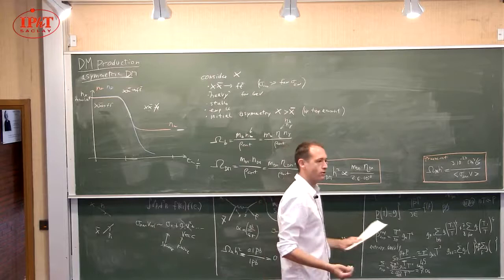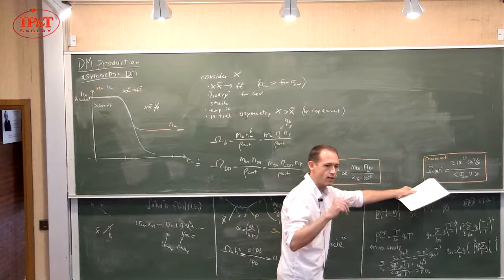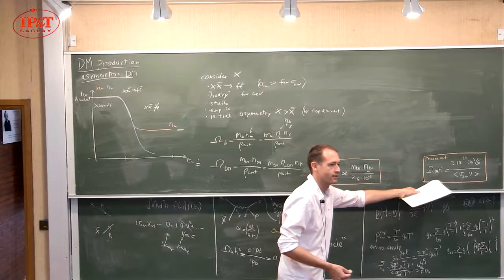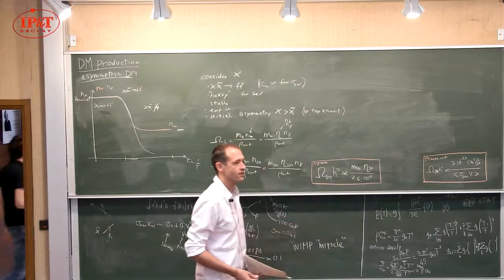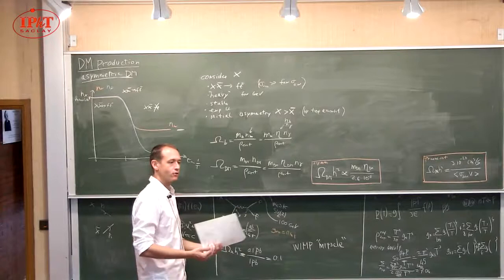I know what your feeling is, whether this is more natural or this is more natural. So this was natural, as I said, because what I do is throw in a particle and I get automatically what I need at the end, provided that it has some properties like this, for instance. Here, instead, I'm tuning an initial asymmetry, but the mechanism is the same as I have for ordinary matter. Depending on your feelings, this is more natural or that is more natural.